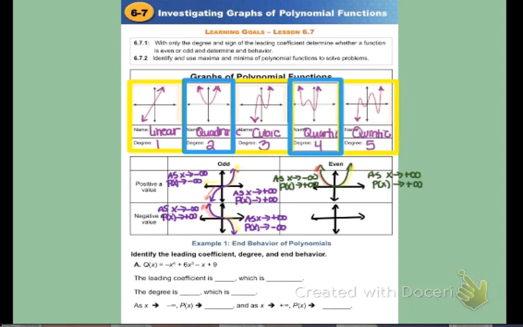And so you can see what I mean by agreement here. See how in both cases the functions are going towards positive infinity on both sides of the y-axis. And so they're said to agree.